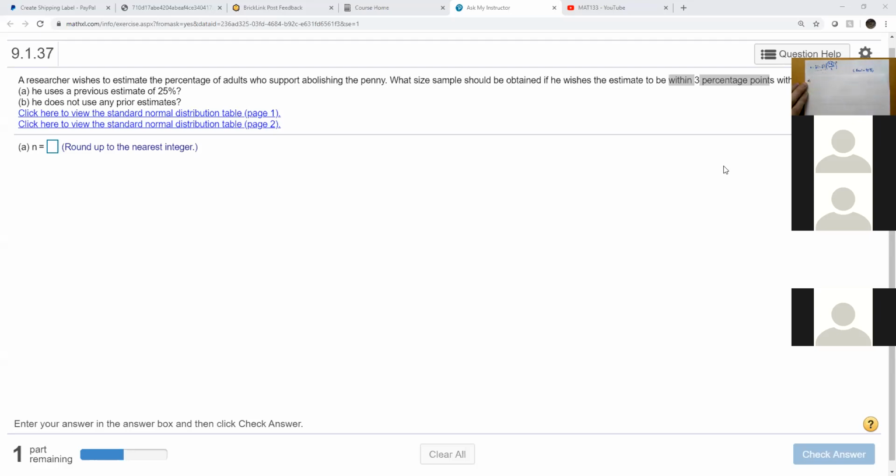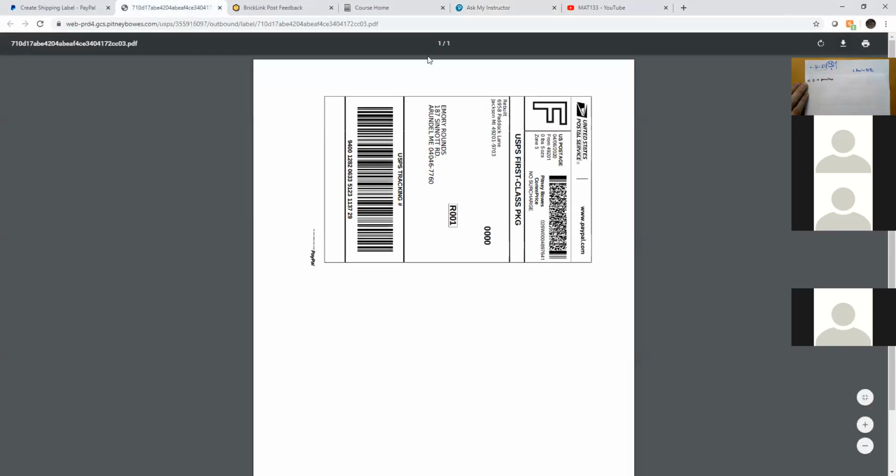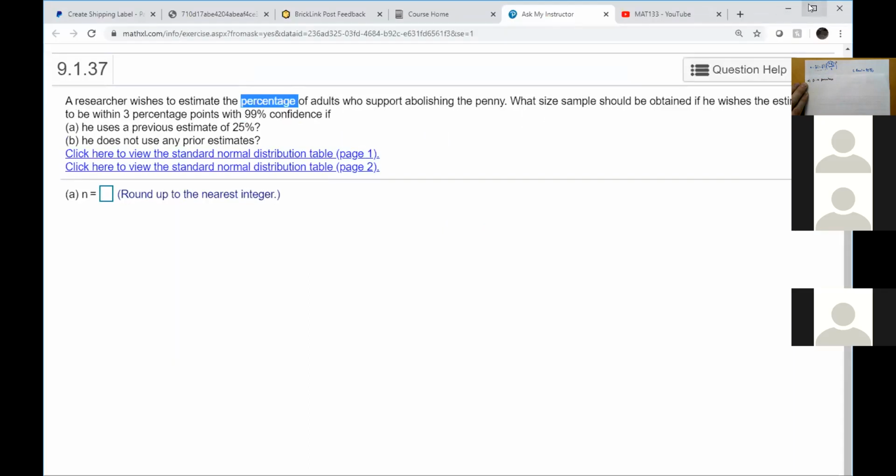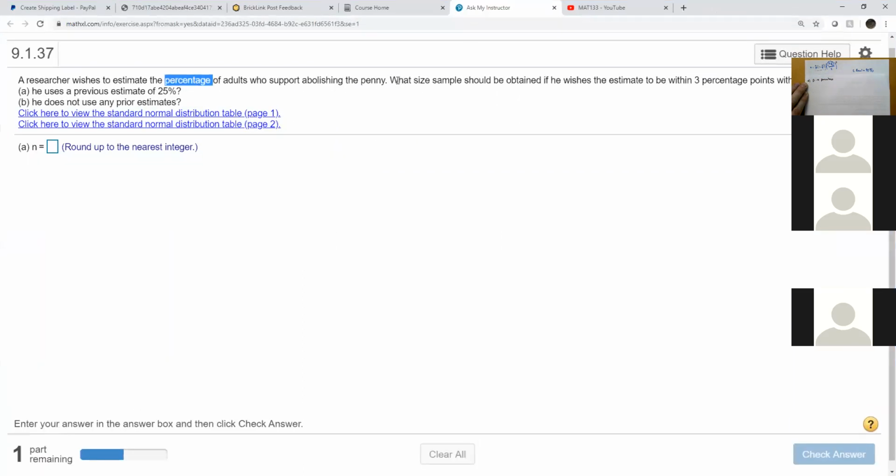Okay, so here's the problem. A researcher wishes to estimate the percentage of adults who support abolishing the penny. Note, percentage tells us this is a proportion. And then the question is: what sample size should be attained if he wishes to estimate to be within 3 percentage points with 99% confidence?